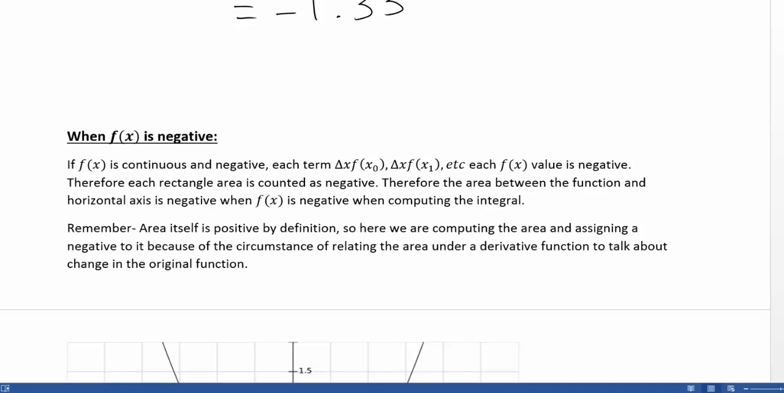It's important to remember that area itself is positive by definition. When we talk about the area of a rectangle, we're talking about how much of a shape it takes up in a two-dimensional plane. So area itself is not negative. However, in the case of an integral, we are assigning it to be negative in the circumstance of being underneath the x-axis. So what does that mean? Let's look at a picture to try to make sense of this.